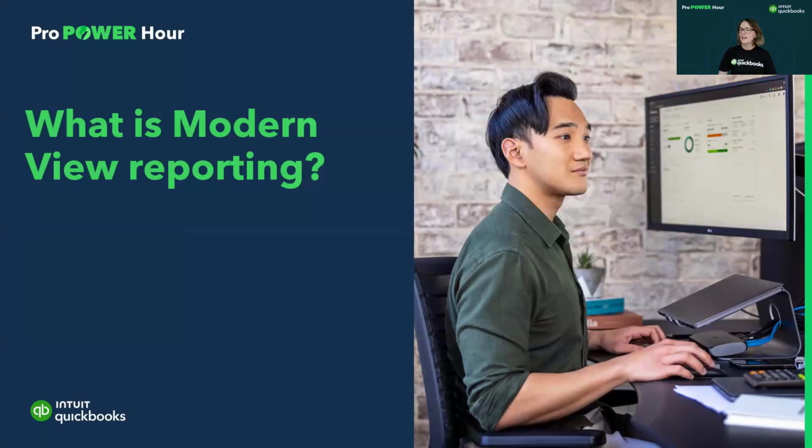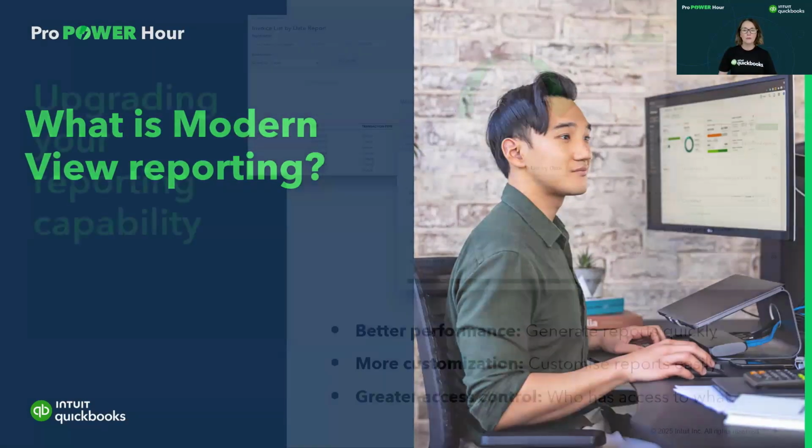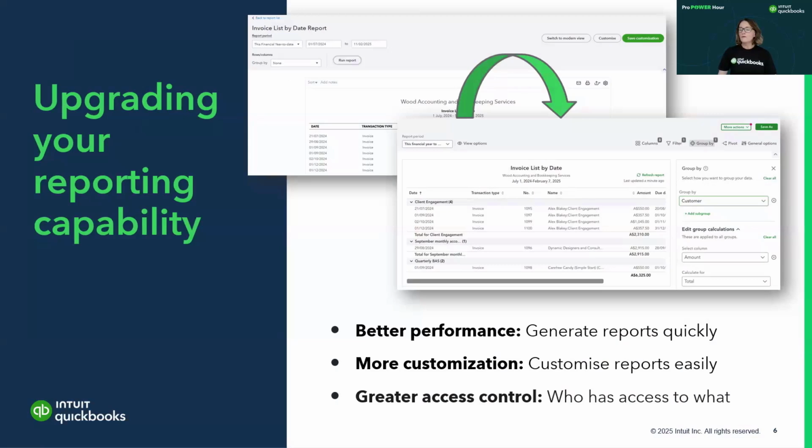Okay, let's start here with what is Modern View reporting. Modern View reporting is fundamentally an upgrade to the QuickBooks reporting capability. For many years, you've been using what we call Classic View reporting. It's done a good job. However, the technology it's built on actually limits our ability to innovate our reporting and deliver the functionality you've told us that you need. So when we consider the benefits of what Modern View reporting will deliver, they include better performance, so the ability to produce reports faster, and especially those larger report packs.